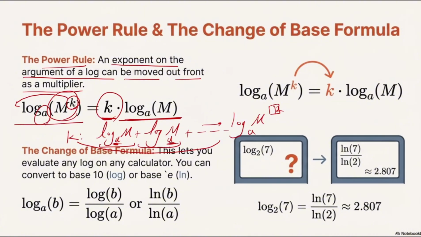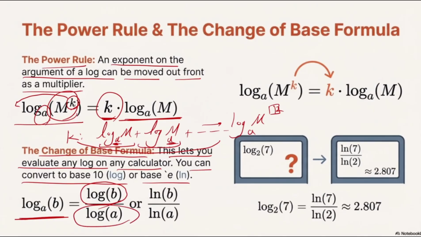So another thing that we have to know is the change of base formula. What does that mean? It means that this formula lets you evaluate any log on any calculator. You can convert the base. What does that mean? If you have something like log of b with the base of a, you can write it down as log of b divided by log of a. By the way, whenever you don't see any base for your logarithm, it means that the base is 10. Since that is so common, they get rid of it. Or we can use ln of b and ln of a.